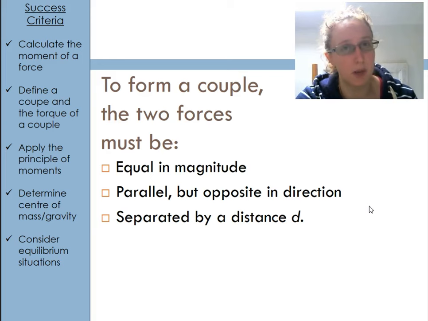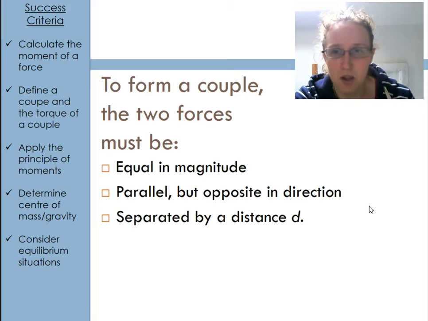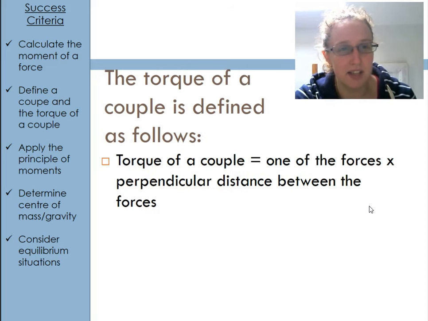The two forces in a couple have got to be equal in magnitude. They should be parallel but pointing in opposite directions, and they have to be separated by distance d, because if they're not separated by distance d, then they're not going to cause any effect. And just to be clear, the definition of the torque of a couple is that it's one of the forces times the perpendicular distance between the forces.